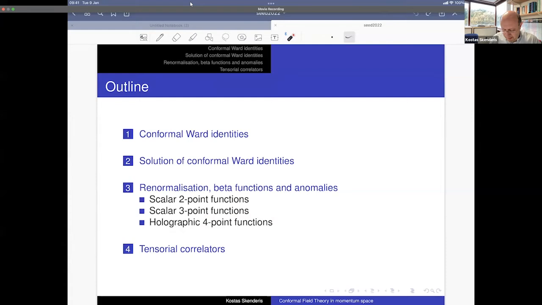And then I will finish off the discussion by discussing the cases where the operators involved are tensorial, not scalar operators. In the discussion here, I'm going to restrict to scalar operators. But certainly for two and three-point functions, we completely understand the issues also for tensorial operators. And for higher-point functions, this is probably the issue which is mostly unknown.